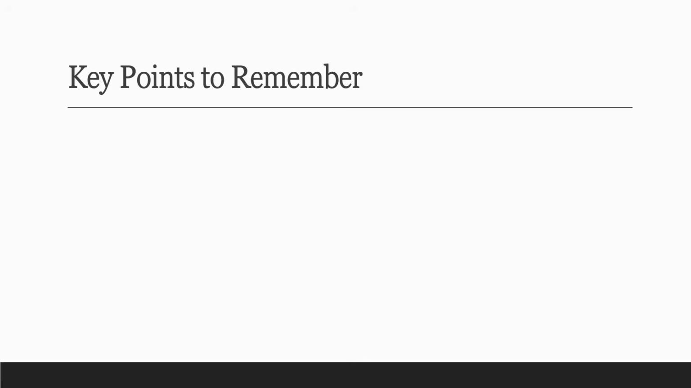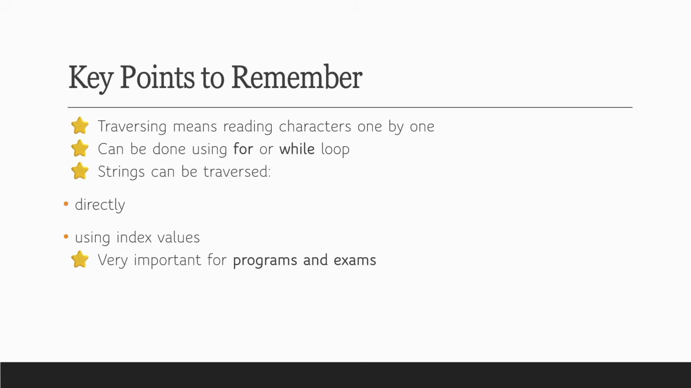Key points to remember. Traversing means accessing each character of a string one at a time. We can traverse a string directly using a for loop or by using index values along with the range and len functions. This concept is very important for understanding string operations and for writing Python programs in exams.